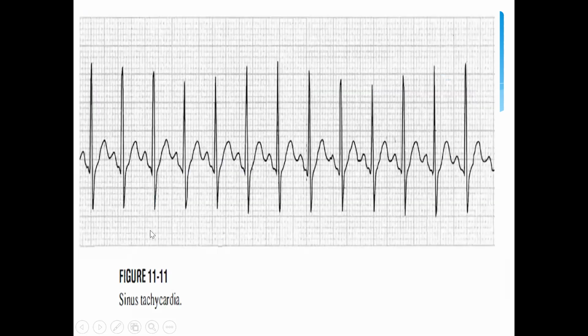So again, this is a 30 large box strip, or the 6-second strip. If we count the number of R waves in these 30 boxes, that will be 1, 2, 3, 4, 5, 6, 7, 8, 9, 10, 11, 12, and 13. So there are 13 R waves in this 30 large box, 6-second strip. We will multiply this 13 by 10, which equals 130, which is more than 100. So we can see from this image that the person is having tachycardia.